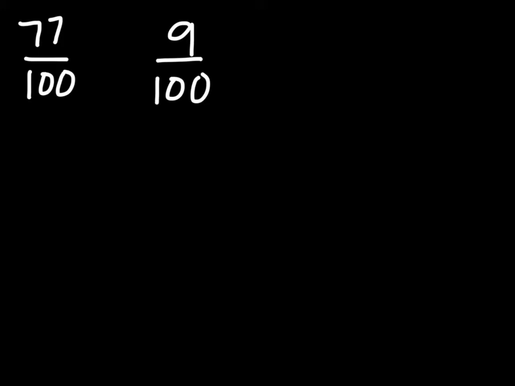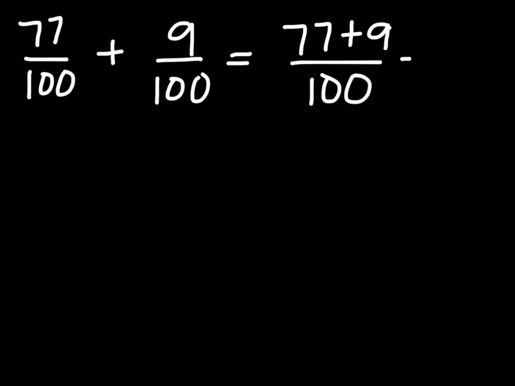So to find the fraction of the moon's visible surface that's illuminated on the second night, all we have to do is find the sum of 77 1/100ths and 9 1/100ths. 77 1/100ths plus 9 1/100ths. We can rewrite this as 77 plus 9 over 100 because they share a denominator. And then we simply add. 77 plus 9 gives us 86 over 100.